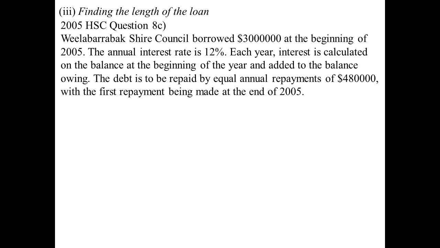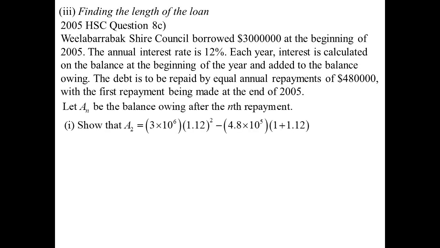What about how much you can afford to repay? We want to know how long I am going to have to take this loan out for in order to get the money that I want. This is HSC one. Wheelbarrow Back Shire Council borrowed quite a significant amount of money, but they're a council. $3 million at the beginning of 2005. Annual interest rate, 12%, that's nice. Divides by 12 easily. Each year, interest is calculated on the balance. Debts to be repaid by annual repayments of $480,000, first being made at the end of 2005.